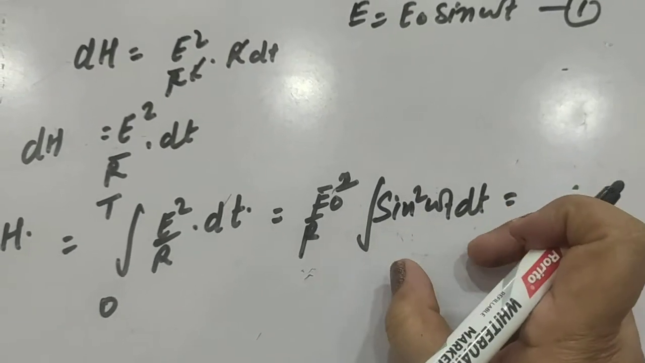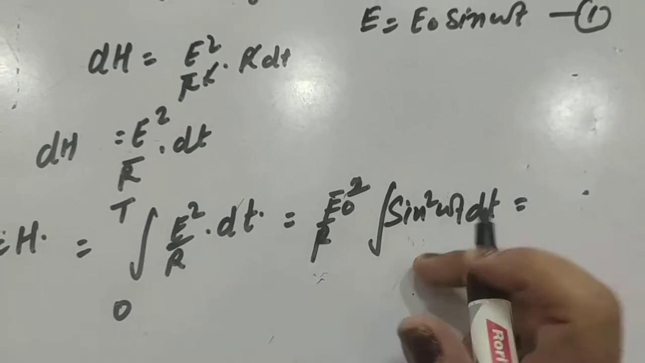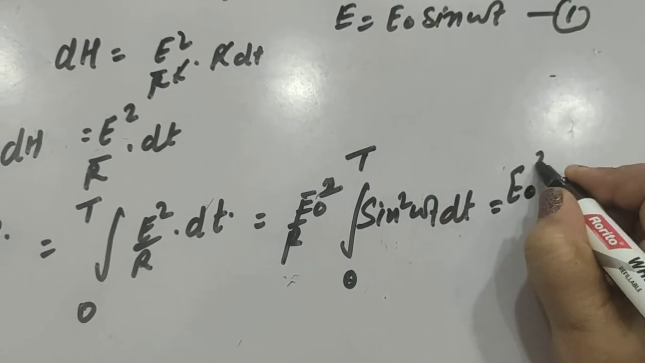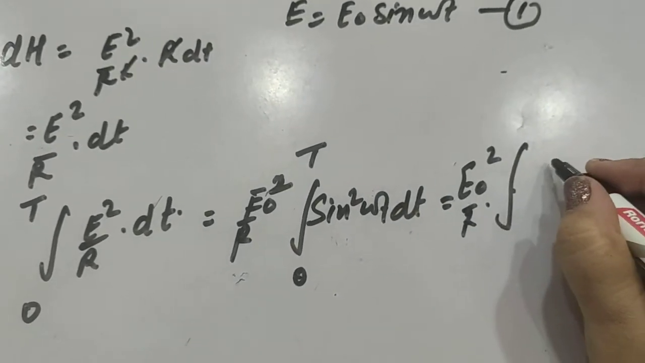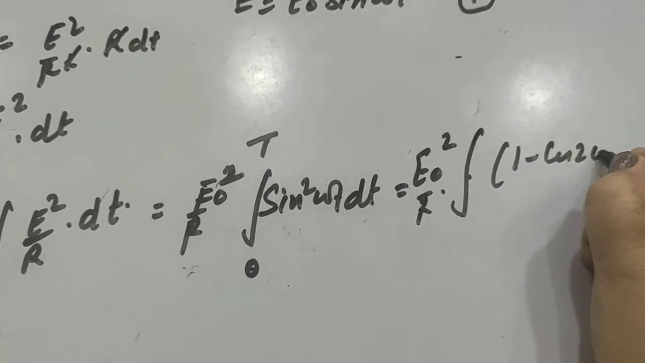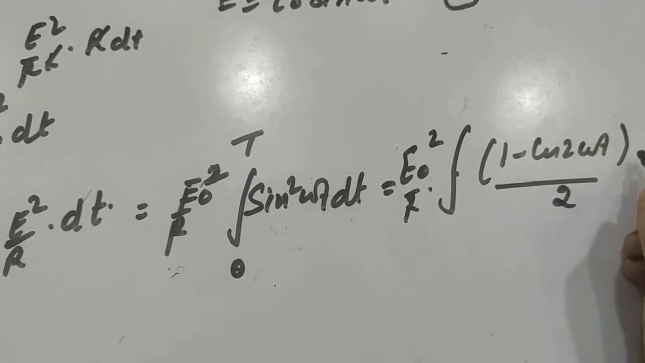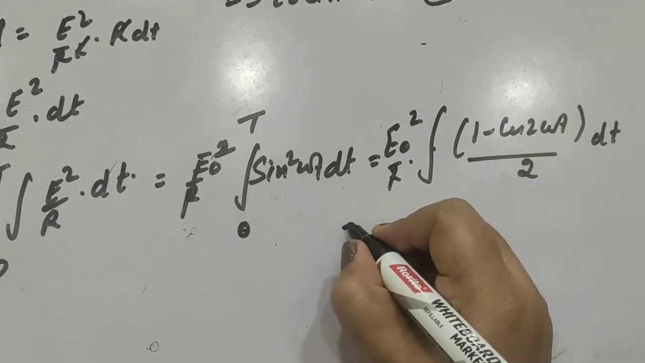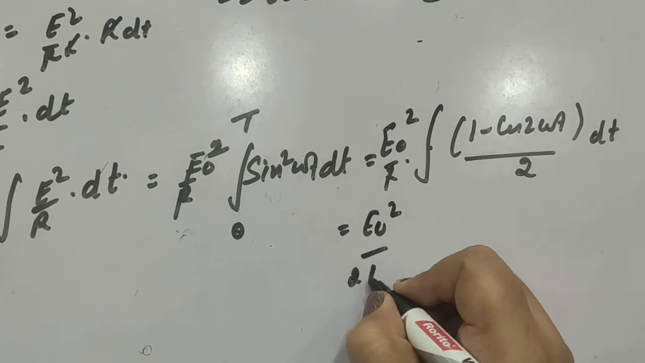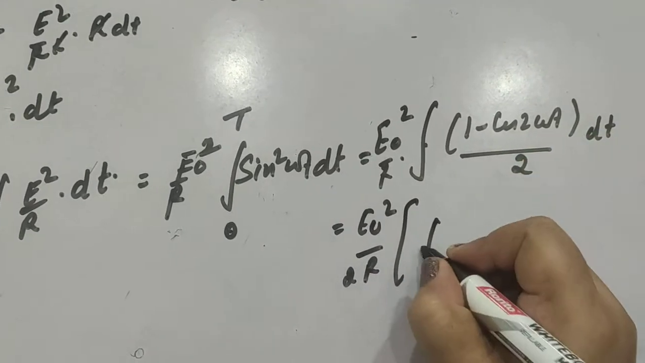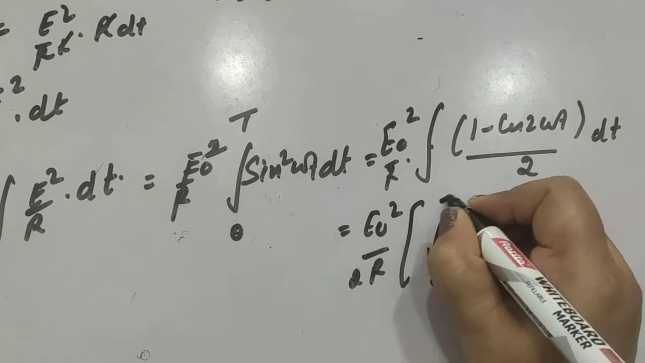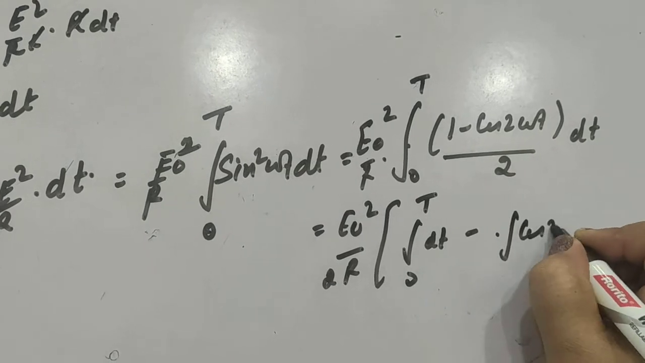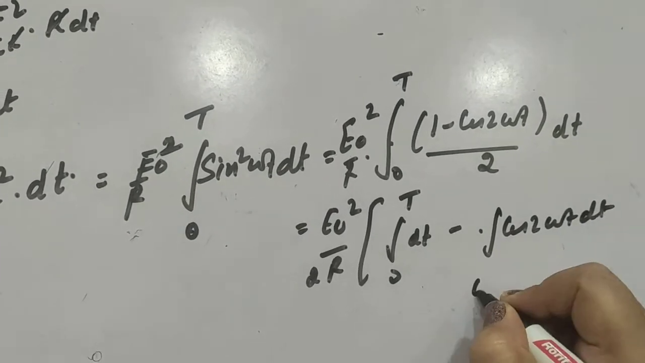Again, the same expression has been obtained: integration of sine square omega t from 0 to T. Writing again E naught square by R, sine square omega t can be written as (1 minus cos 2 omega t) divided by 2, into dt. So the 2 is also taken out. We get E naught square by 2R, times the integration of dt from 0 to T, minus the integration of cos 2 omega t dt from 0 to T.